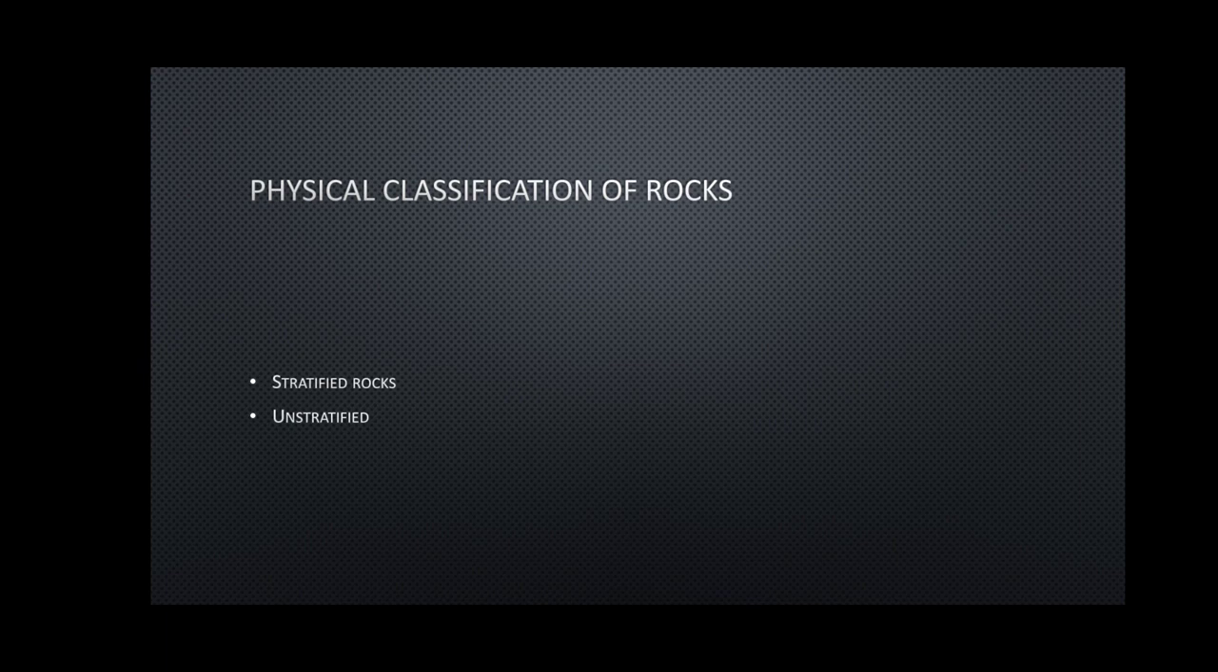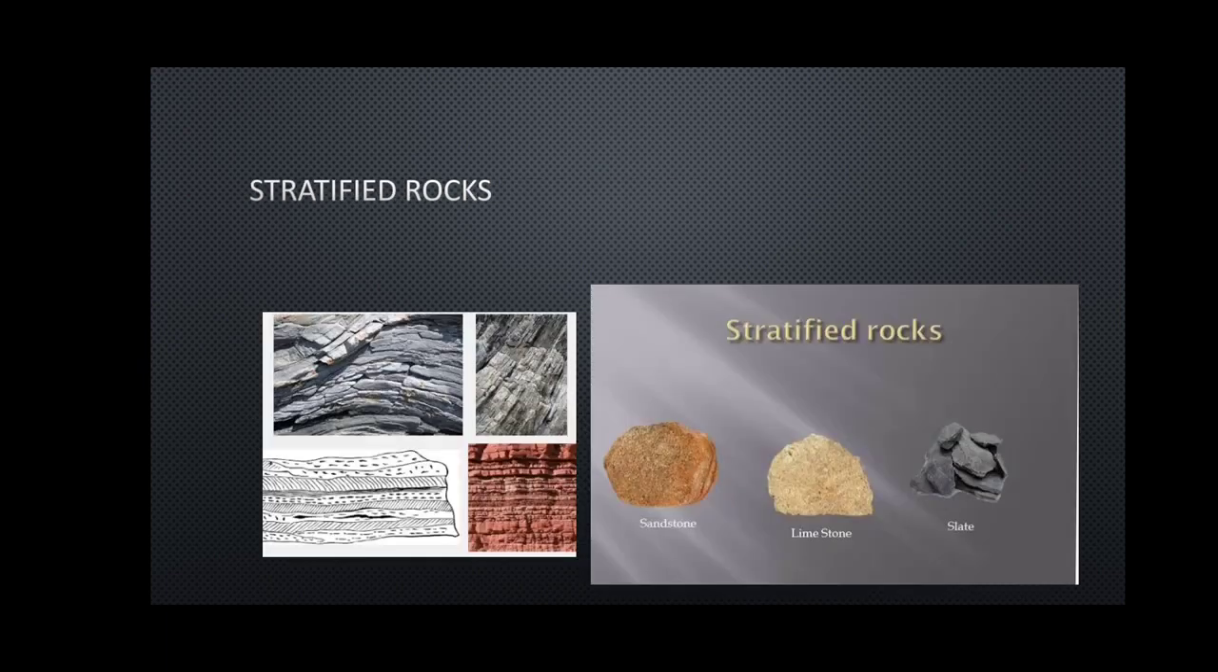Stratified rocks show distinct layers. You can see there: slate, limestone, sandstone. And you can see in another picture how the layers are distinct. You can see clearly.